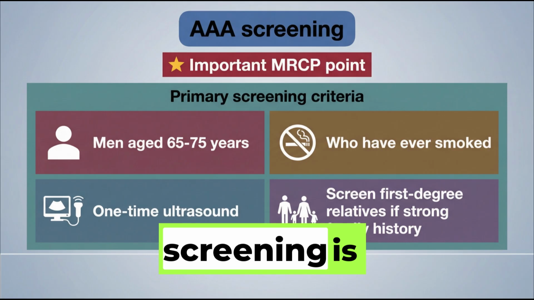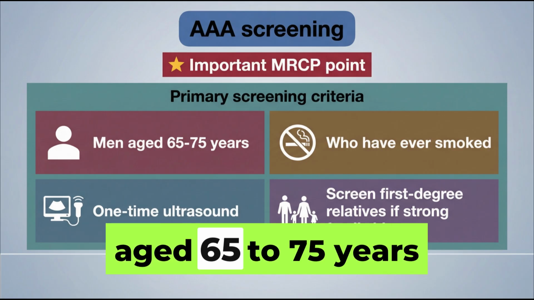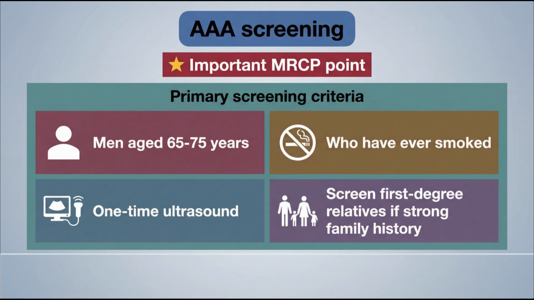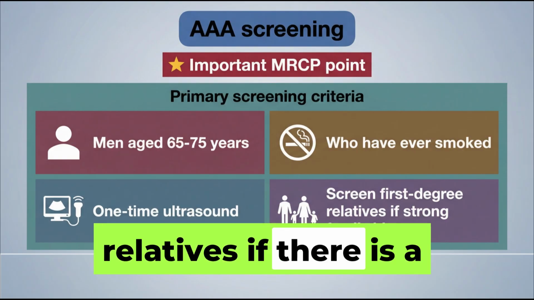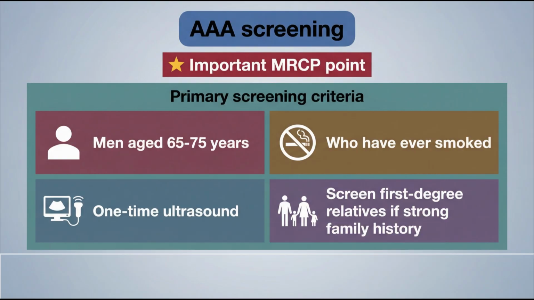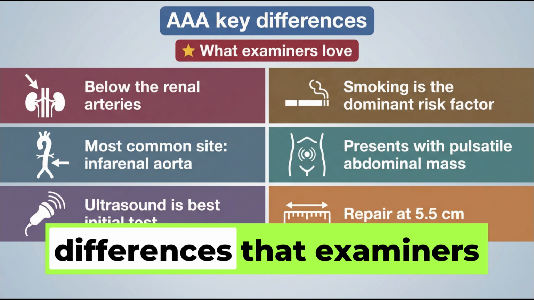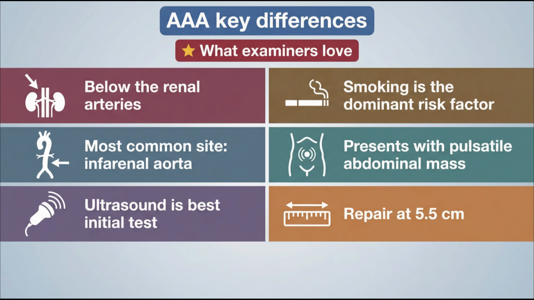One-time ultrasound screening is recommended for men aged 65 to 75 years who have ever smoked. Screen first-degree relatives if there is a strong family history. Now summarize the key differences that examiners love.